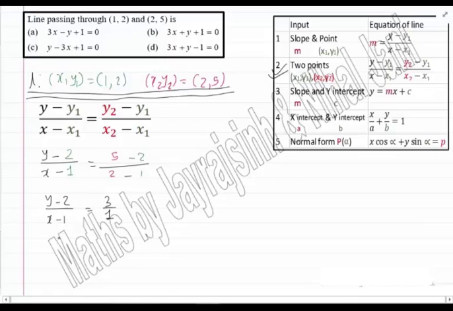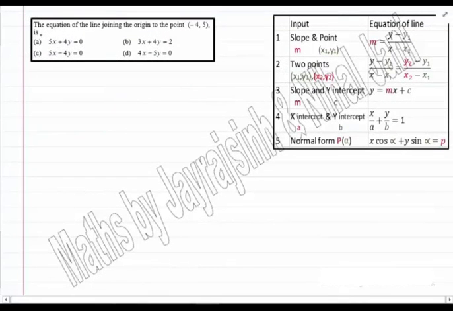Let's simplify by cross multiplying. We will get y minus 2 is equal to 3x minus 3, or we can say 3x minus y plus 1 is equal to 0 is the required equation of line. Ta-da! Option A is the right answer.